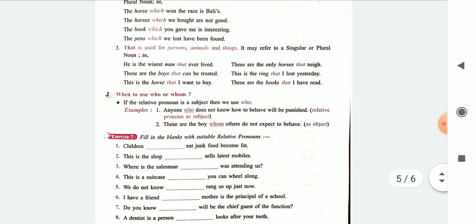Now we come to the third one, that. When do you use that? When we are joining the sentences. It can be singular or plural. He is the wisest man that ever lived. This is the ring. Which ring? That I lost yesterday. These are the books that I have finished reading. So here you can use that also to join the two sentences.